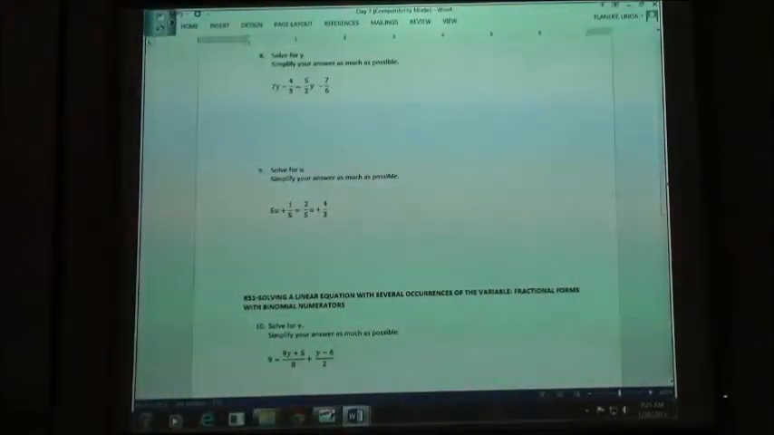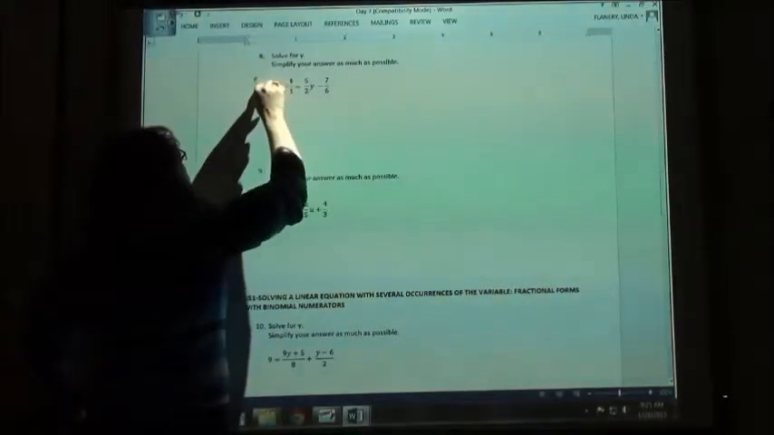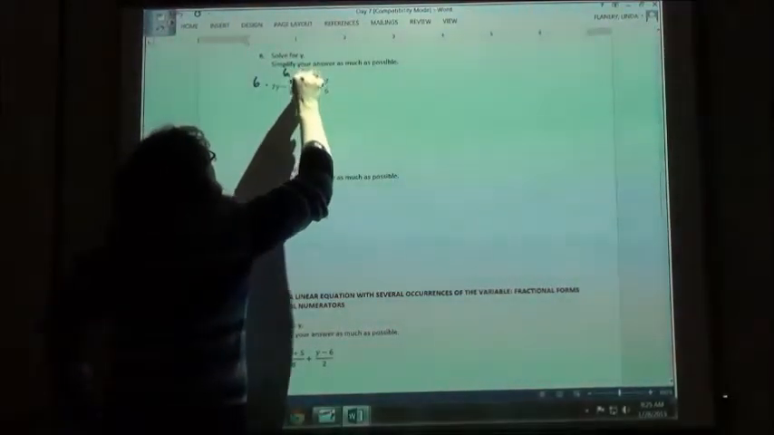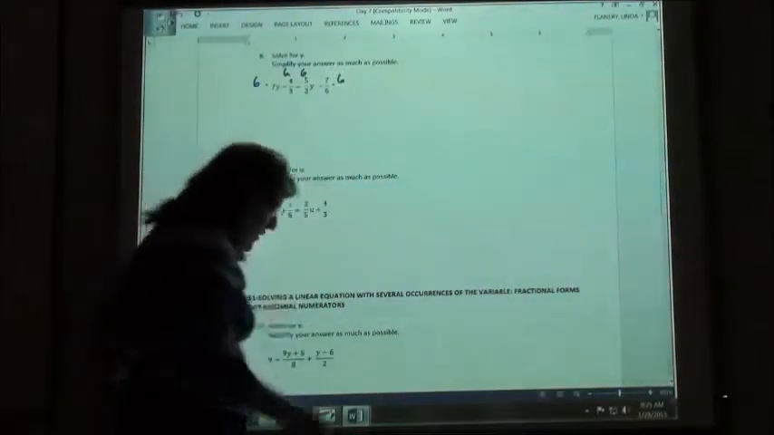Number 8 then. We have a 3, a 2, and a 6 in our denominator, so our least common multiple would be 6, right? So I'm going to take 6 times each term up here. Alex likes to put those parentheses first, I just skip that step.